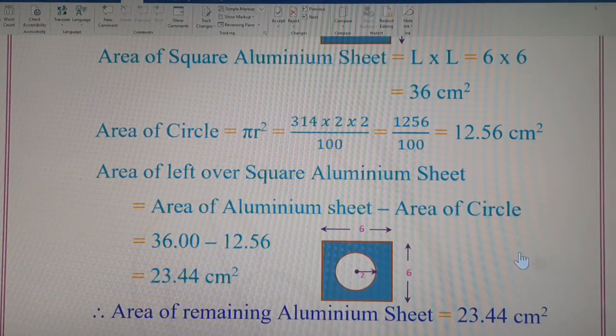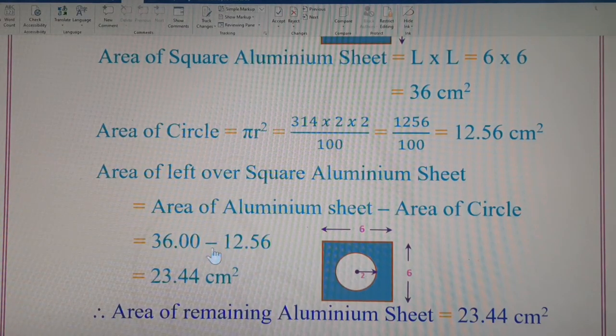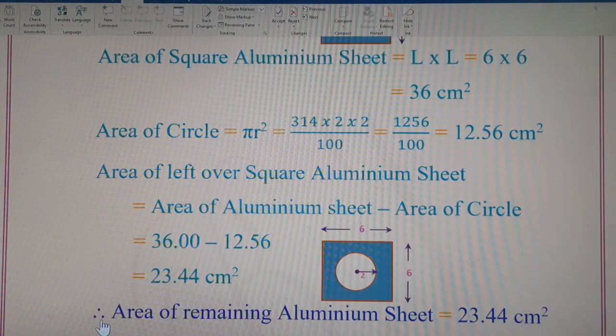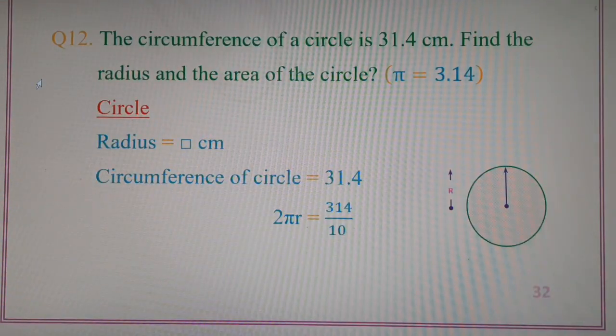So in the rough column, children, you can subtract and check out the answer: 36.00 minus 12.56. Your answer will be 23.44 centimeter square, and that will be the area of the remaining aluminum sheet. So answer statement we have to write. Therefore, area of remaining aluminum sheet is equal to 23.44 centimeter square. Let's go to the 12th example.